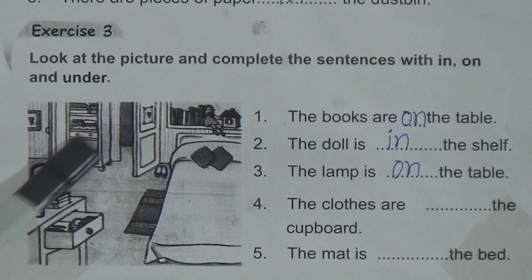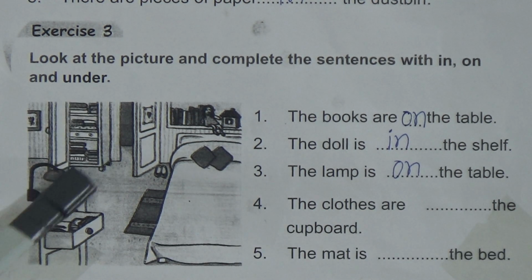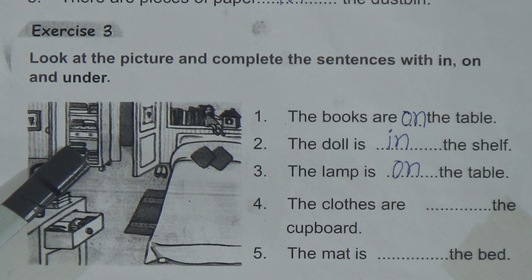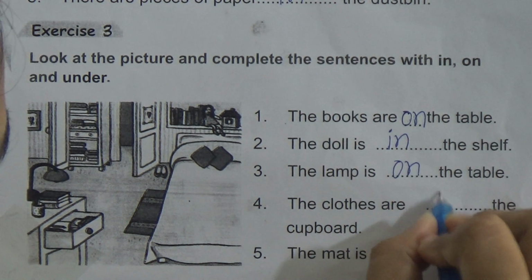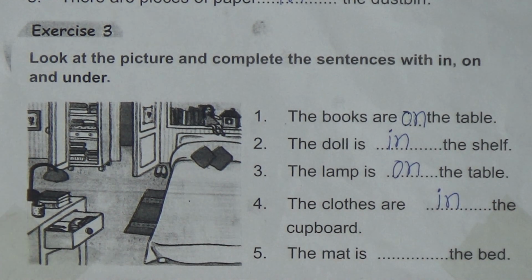Now number 4, the clothes are dash the cupboard. So now look, this is the cupboard and where are the clothes? Clothes are inside the cupboard. So what will you write here? If something is inside, so what will you use? Yes, we use in. So it will be in the blanks. So number 4 is the clothes are in the cupboard.